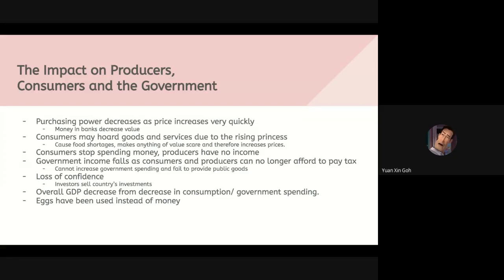For international countries, this means that investors are less confident and will now sell the country's investments instead of waiting it out, because they don't trust the country anymore. And this means overall GDP decreases. So as Kendrick said previously, in Venezuela they're now using eggs as cash, instead of money.